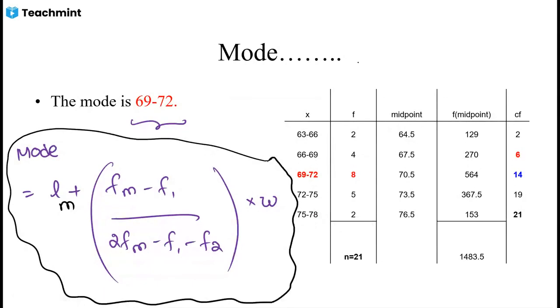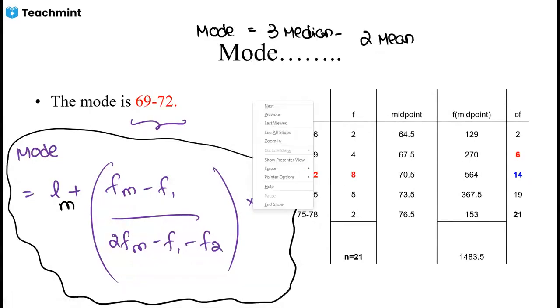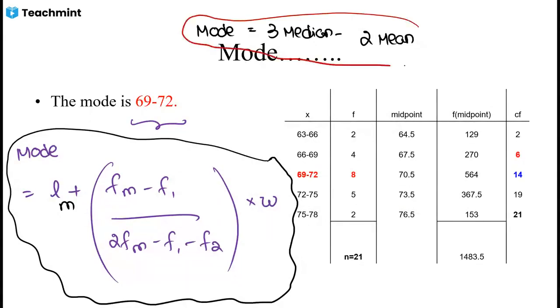Or else we can use the relationship: mode is nothing but 3 times median minus 2 times mean. You can use this relationship if you want to find the mode value. See, if they asked only questions related to mode, can we do it directly? Yes, you can do it directly like this, or you can use this relationship also. This is better actually, this is easy stuff. Now listen, how to calculate the mode?